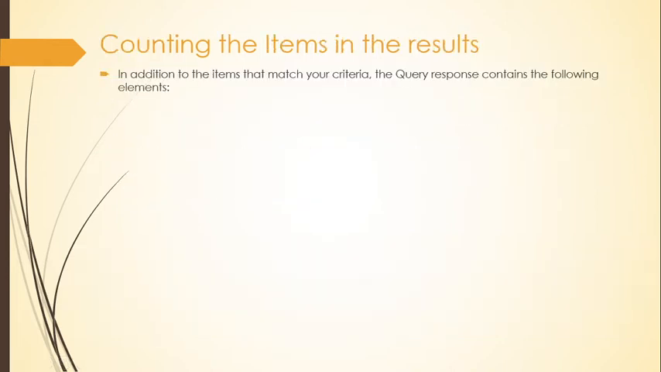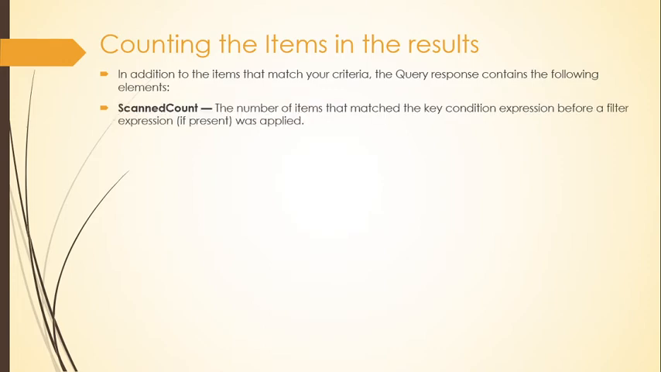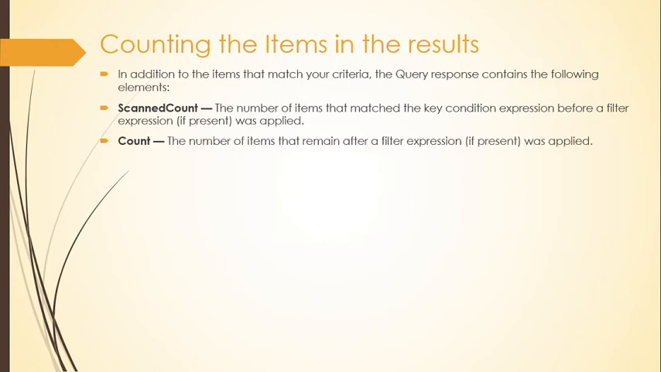Counting the items in the result. In addition to the items that match your criteria, the query response contains the following elements. First is scan count and second is count. Scan count is the number of items that match the key condition expression before a filter expression, if it is present, was applied. So before the filter expression, the number of items that match your key condition, you will get that count in scan count.